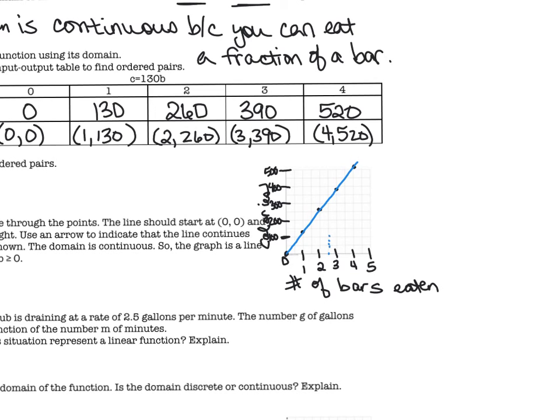And if you eat 2.5 bars, you can say, oh, my calorie count will be somewhere around, according to this graph, around 325. And if you were to plug that in, calorie equals 130 times 2.5. If you were to put that into a calculator, you actually get 325, which the graph shows pretty accurately.